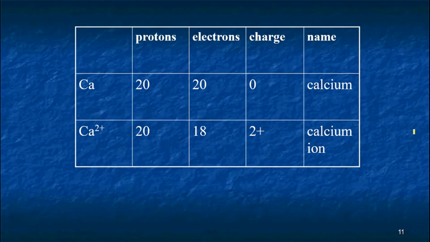Here's another example of a cation, calcium. Atomic number 20 would have 20 electrons in the neutral state, but in the calcium ion, it has only 18 electrons for a net charge of +2, and you can see how it is represented here on the left as a calcium with a superscript 2+.